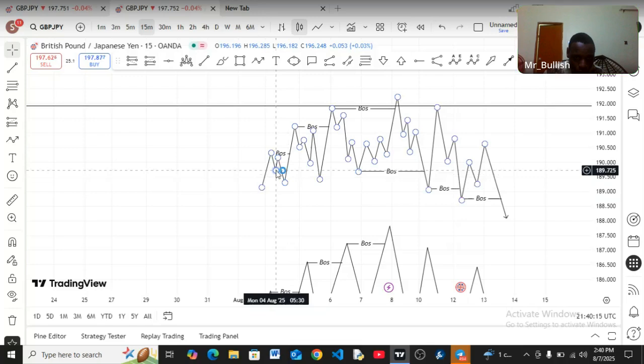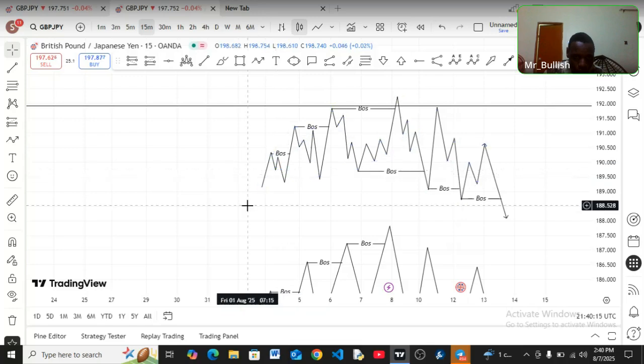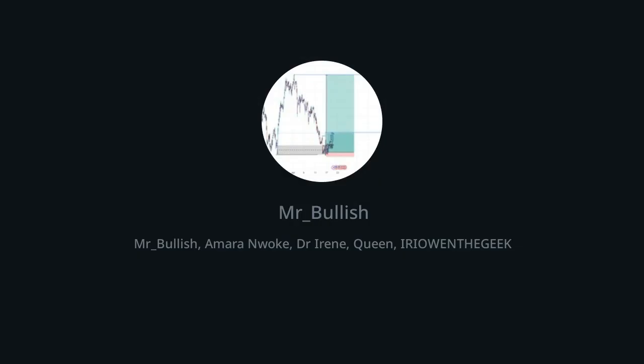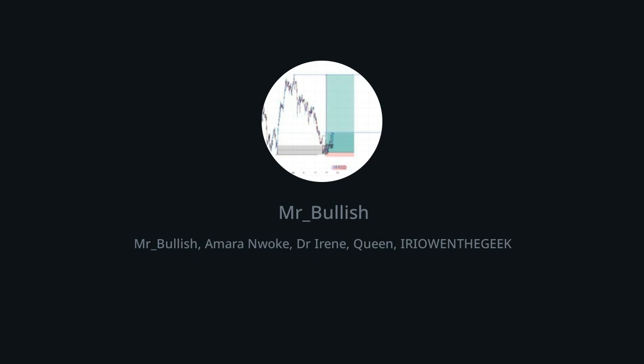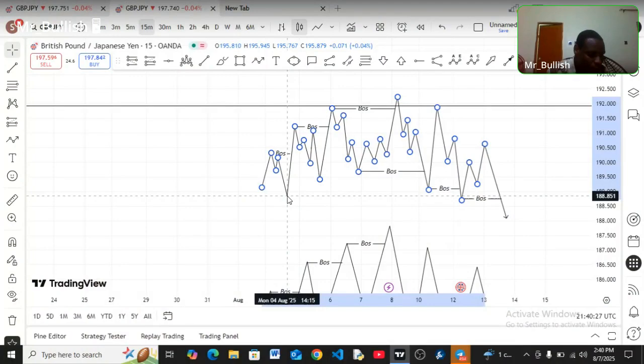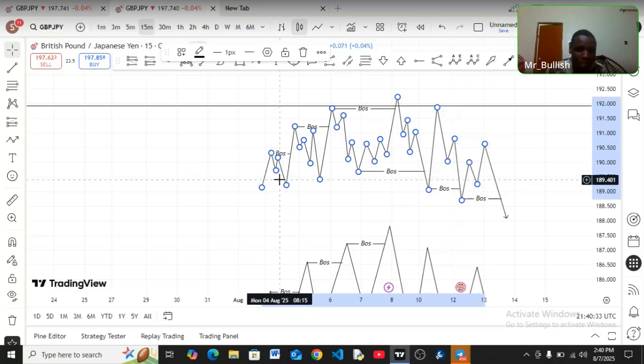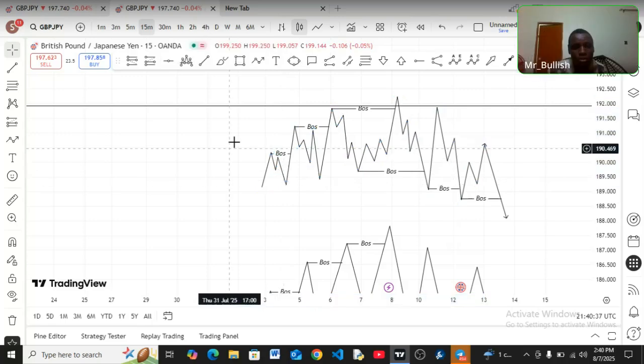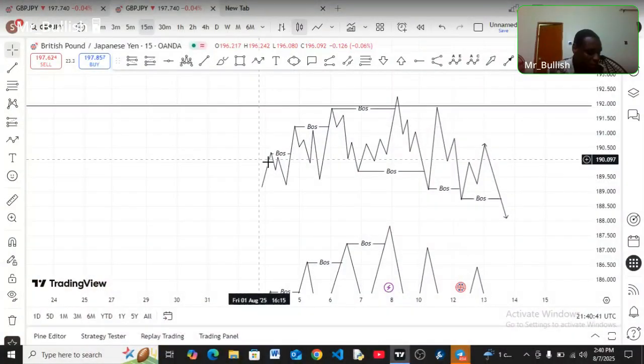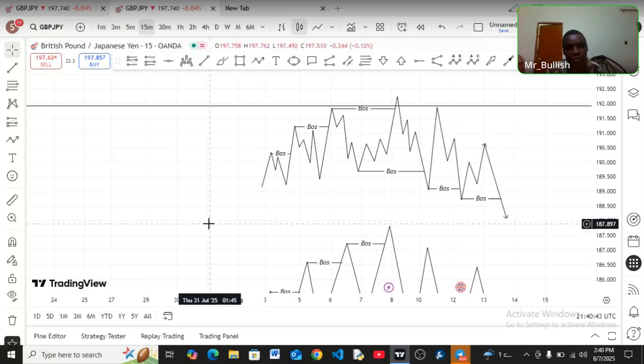So this market structure would have been a valid breakdown if this guy broke below this particular one here. Do you understand? The one he broke below is called an internal market structure. Then what happened? The market went straight to this point, creating a break of structure, the main break of structure to the upper side.